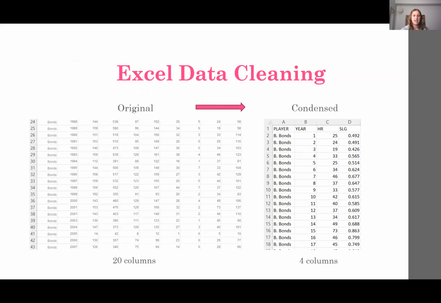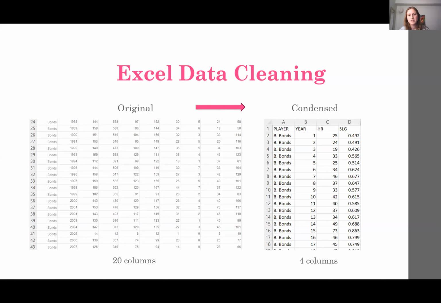So the data cleaning that I did, the original is on the left here, where you can see it has 20 columns of information. And in the second column, it still shows their years that they played. And then I cleaned the data, reduced it, and on the right now their years is the number of years they played in the Major League Baseball versus the actual year that they played. And then I got rid of all of the extra data except for their home runs and their slugging percentage that they hit for each year.